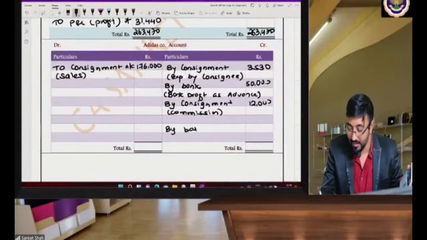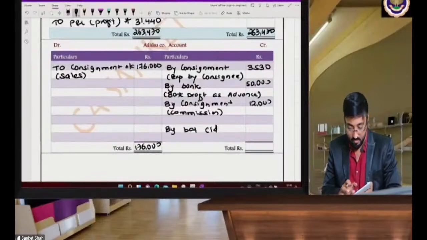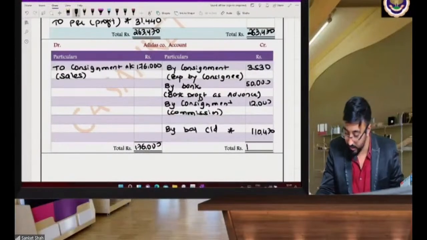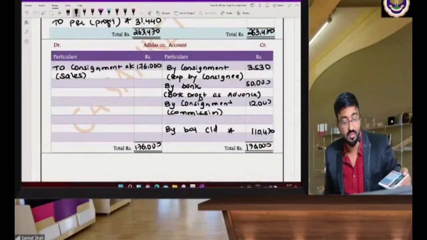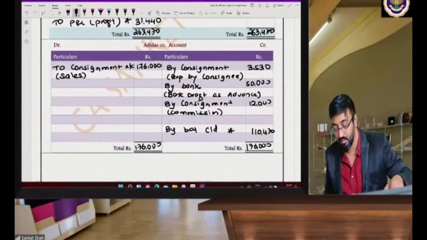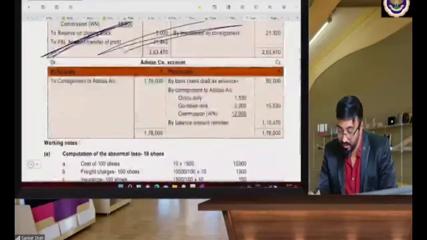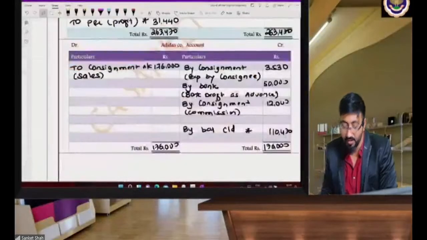And by balance carried down 1,76,000 minus 3,530 minus 50,000 minus 12,000. I'm getting the answer 1,12,000 by balance carried down 1,10,470, 1,76,000. It is not given that he has settled his account. So if ICAI has written by balance amount remitted, yes, by balance carried down, you can write over there.